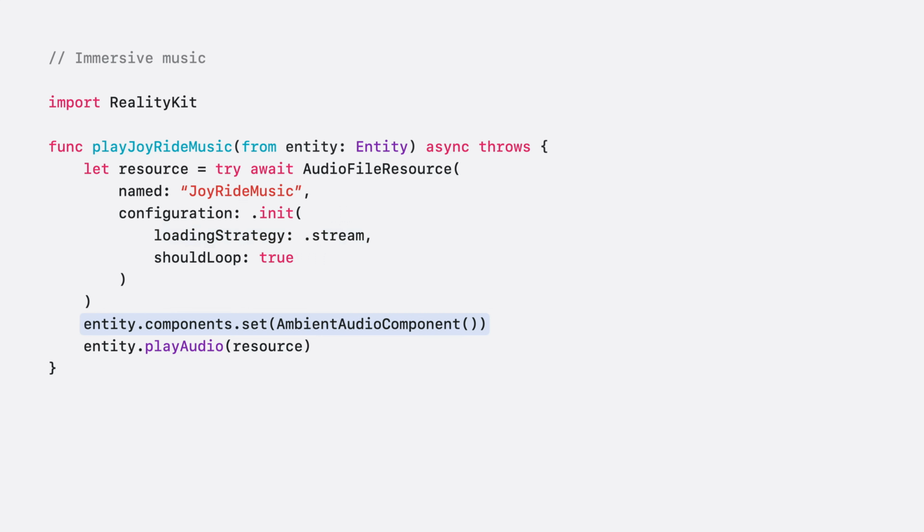Then I'll set the ambient audio component on the music playing entity. Ambient audio sources are rendered with 3 degrees of freedom. Source and head rotations are observed, but translation is not.